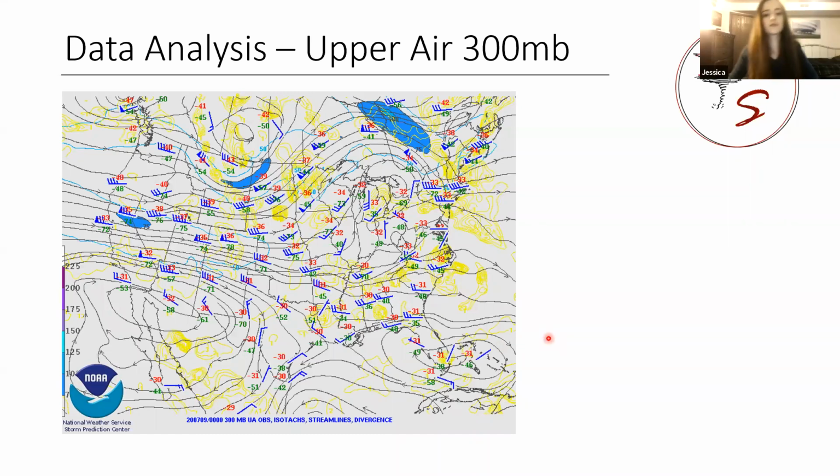Okay, so typically with forecasting, I like to start with the top of the atmosphere and work my way down in terms of looking at the upper air analysis, and that's pretty traditional. So I wanted to start with upper air charts, a 300 millibar chart here for 0Z on the 9th, which would be 8 o'clock, or I'm sorry, 7.